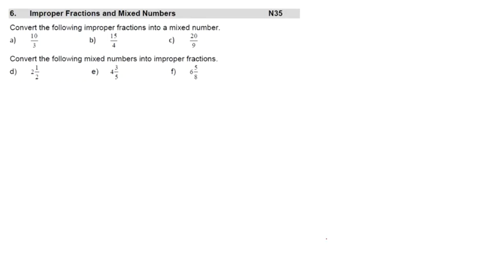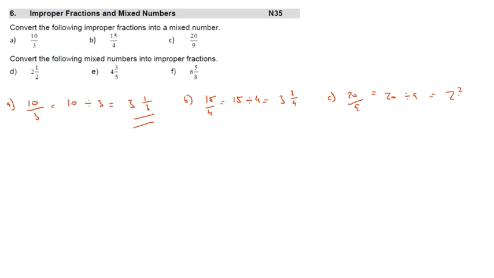Okay, question 6. Improper fractions and mixed numbers. Very easy. Remember, question A, 10/3 to a mixed number. Remember, you just do 10 divided by 3. And that is 3, remainder 1. Done. Part B, 15/4 means 15 divided by 4. That is 3, remainder 3 quarters. I believe it is, yeah. Question C, 20/9 is 20 divided by 9. And that is 2, remainder 2/9.